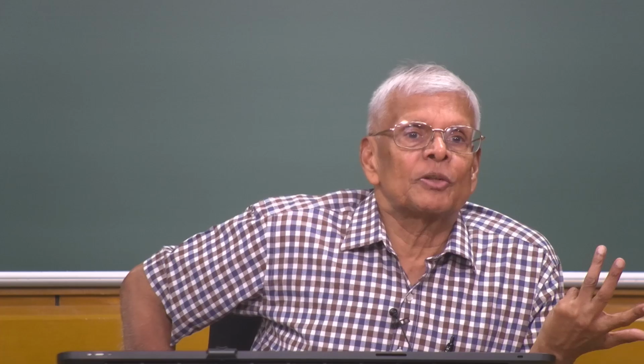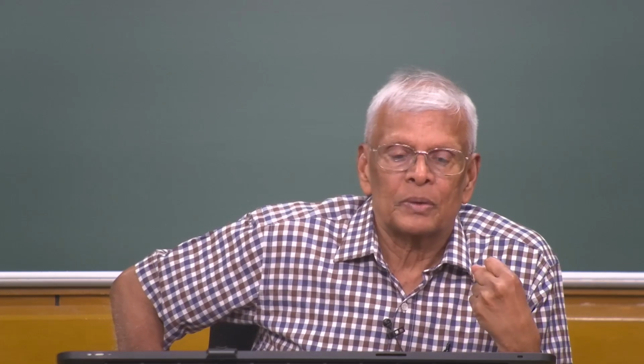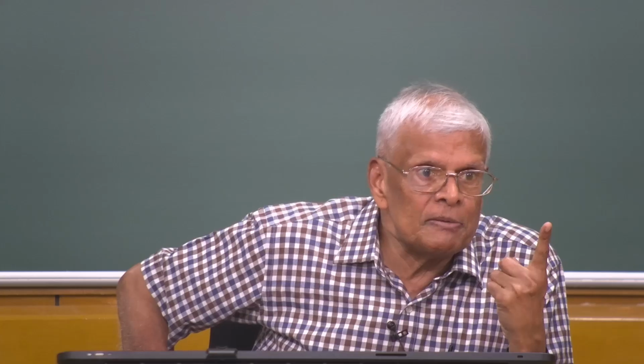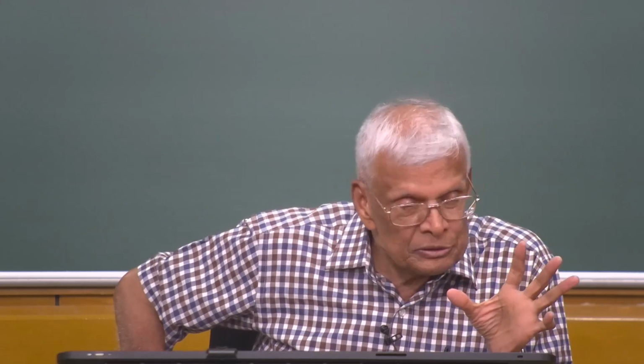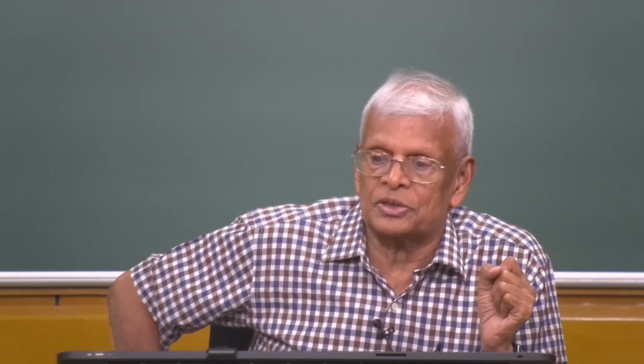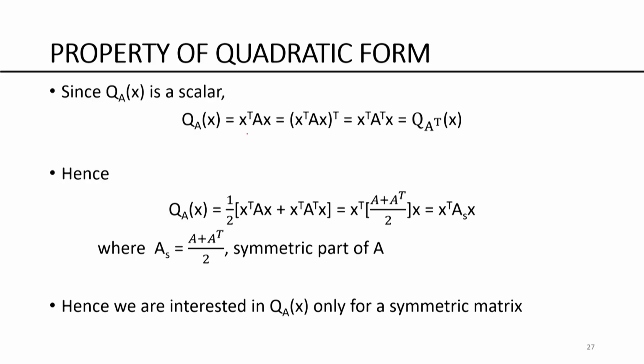So what are the properties of quadratic function? I define the quadratic function for any matrix, right? Now I'm going to talk about some of the consequences of that. So QA is x transpose Ax. X transpose Ax is a constant. What is the property of a constant? The transpose of a constant is itself. Everybody? 3 transpose is 3. The transpose of a scalar is itself.